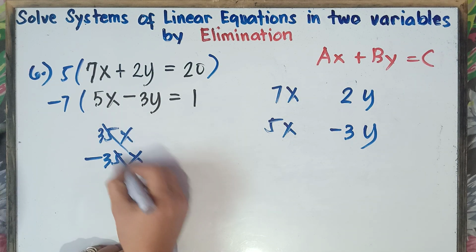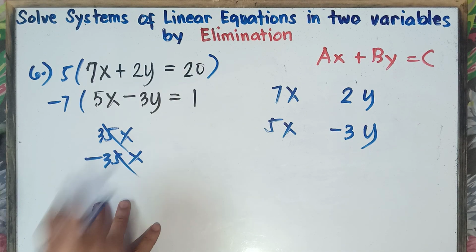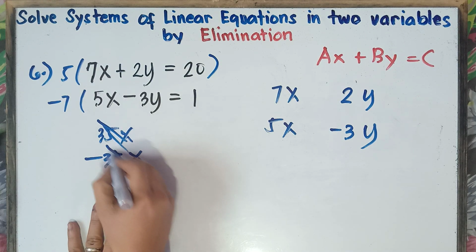And then we can just simply eliminate this one. We have positive 35, negative 35. We can just simply cancel that out.